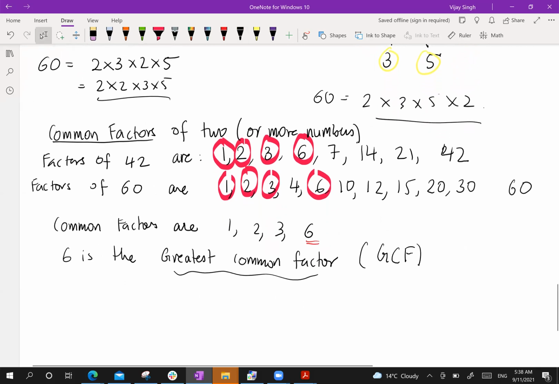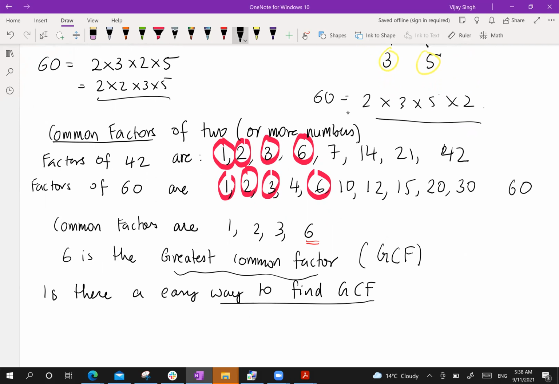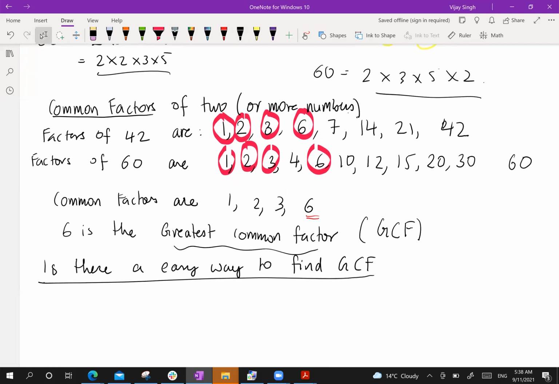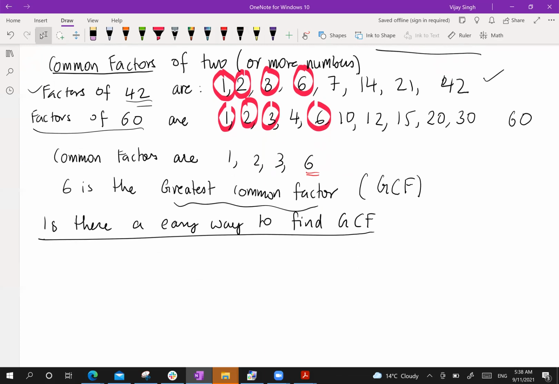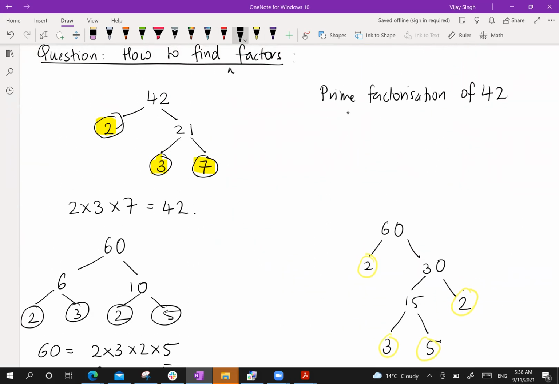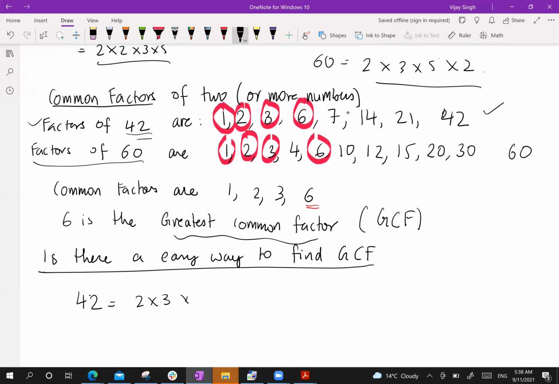So question: is there an easy way to find the GCF, the greatest common factor? Why do we want to do it in an easy way? Well, think about it. If I had to calculate it this way, I had to write down all the factors of 42 here, I had to write down all the factors of 60, and then I had to do matching. It's a lot of work. Is there an easy way to find the GCF? Let's check. So what you do is the following. Let's look at the factorization. The factorization of 42 was 2 times 3 times 7. So 2 times 3 times 7.